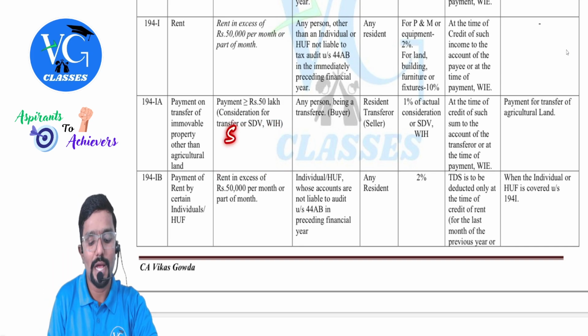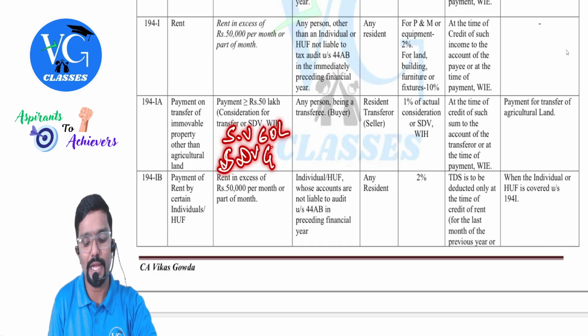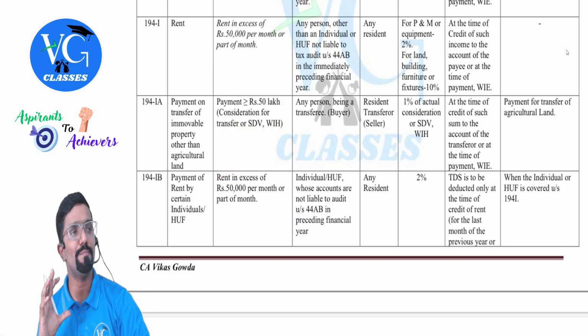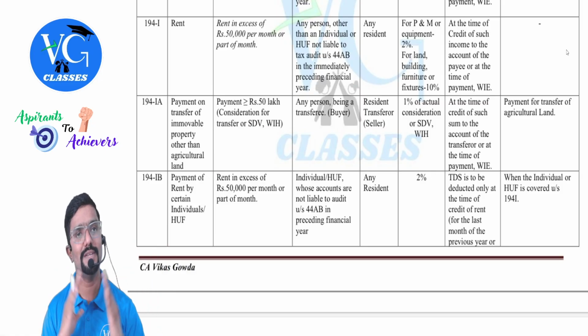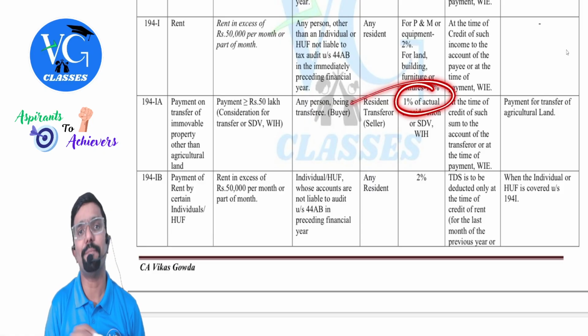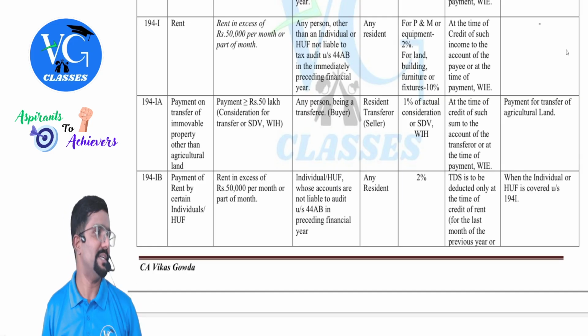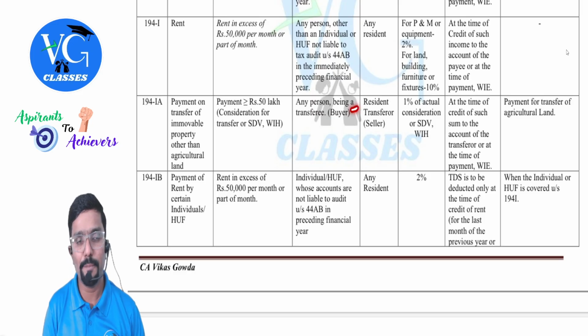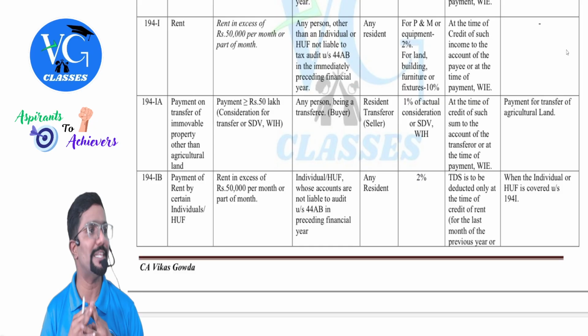Next, one more example. Assume the sale value is 60 lakh. Stamp duty value is 40 lakh. Whichever is higher, 60 lakh. Should TDS be deducted? Yes, because it is more than 50 lakh. So first compare the actual sale value with the stamp duty value. Whichever is higher you take. Check whether it is more than 50 lakh or equal to 50 lakh. If yes, TDS has to be deducted. At what rate, sir? 1%. 1% of whichever is higher, guys. Then, sir, who should deduct the TDS? Buyer. Who should be the payee? Seller. That is any resident transferor.